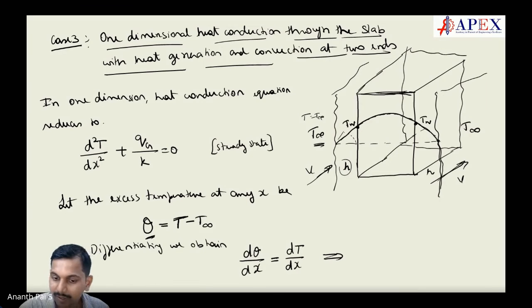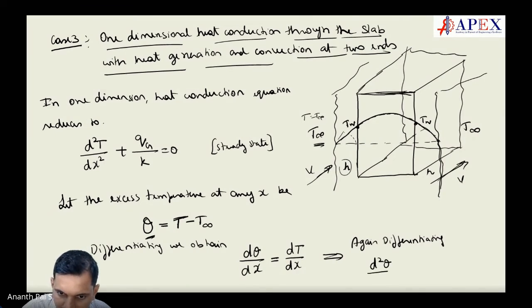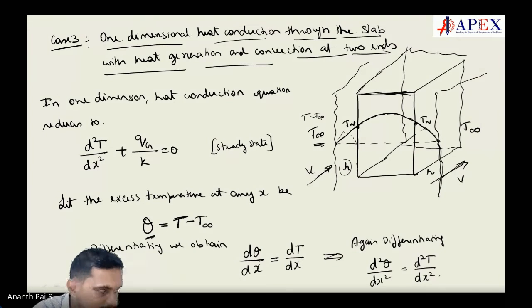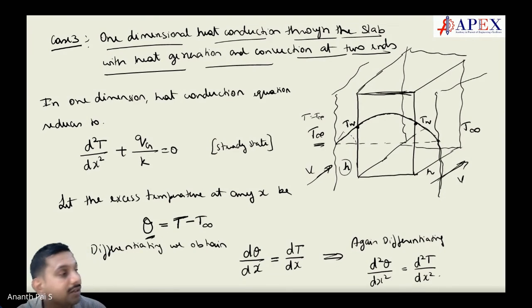Okay. So d theta by dx is equal to dT by dx. Okay. Now, again differentiating, we get d square theta by dx square is equal to d square T by dx square. Now we'll substitute that here back. Make sense? We are going to use this a lot in fins.